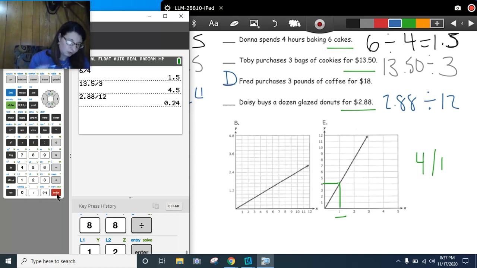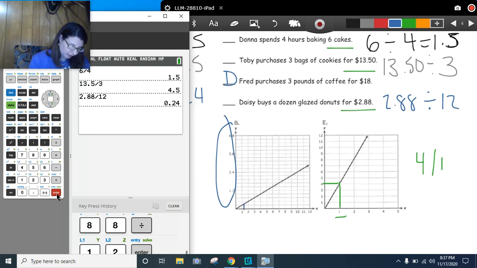Okay, so 1 and 4. I don't see where 1 and 4 is. Do you? Let's come back to it. So what about this one? Looks kind of promising here with my 288.